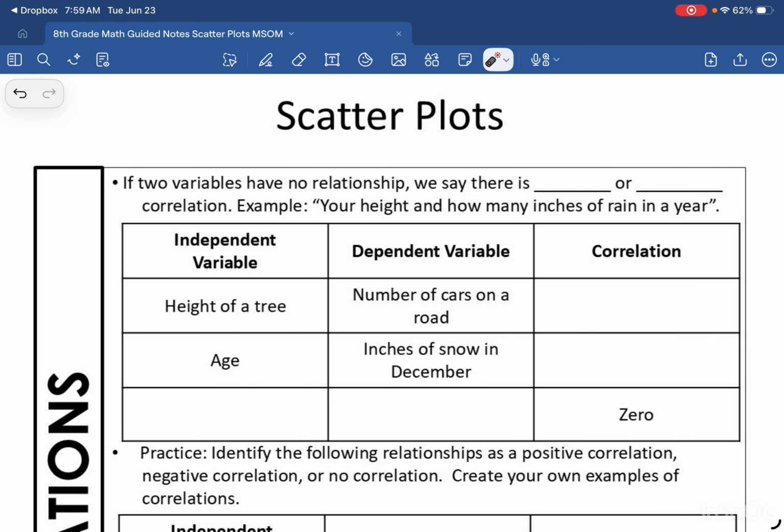If two variables have no relationship, we say there is no or zero correlation. For example, your height and how many inches of rain in a year. There's probably no relationship there.